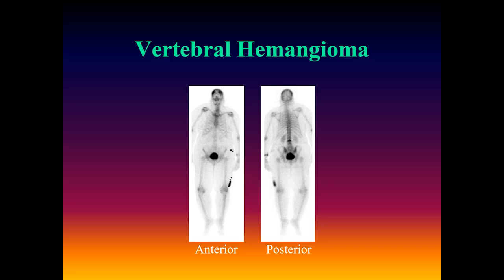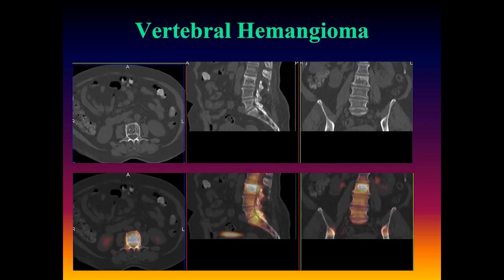This is the last case. I showed you this earlier in the presentation. This is a patient with a vertebral hemangioma. On the planar images, there's the area of increased activity in the mid-lumbar spine. On the fused images, there's increased activity in the L3 vertebra, and on the CT component of the examination, the vertebral hemangioma is easily appreciated.